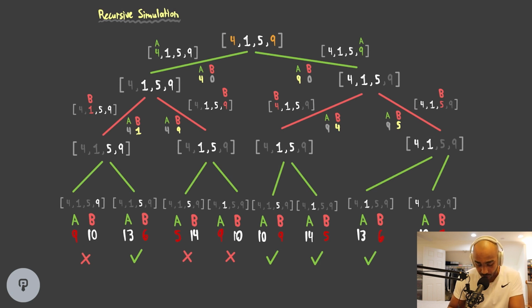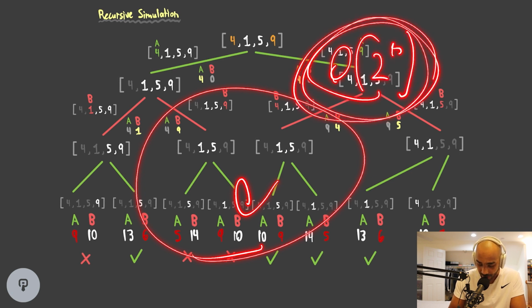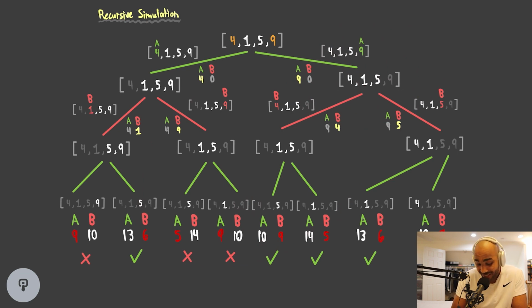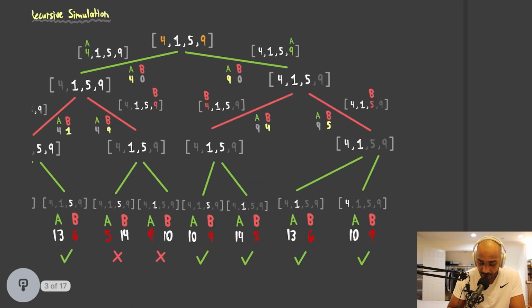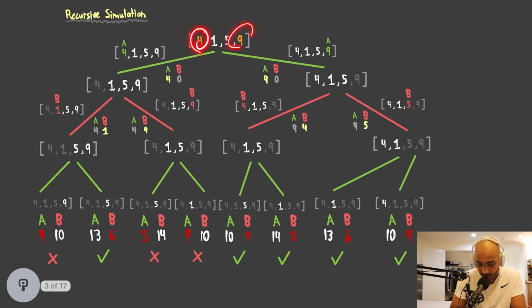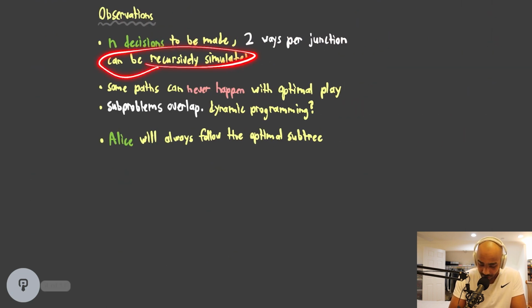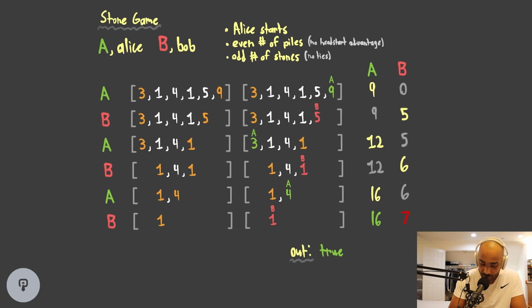So anyway, we're trying to simulate a brute force here. We know it's going to be exponential in time complexity, similar to the combinatorics of our power set problem. And we can see the state we need to simulate. So let's also draw some observations from this overarching tree. There's going to be n decisions made with 2 ways per junction, right? And we saw those decisions. Choose from the left pile or the right pile. And these can be recursively simulated. Here's the thing. Some paths can never happen with optimal play. And here's something I should have explicitly said. Both players will play optimally.